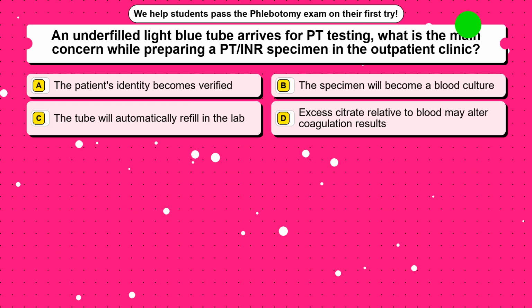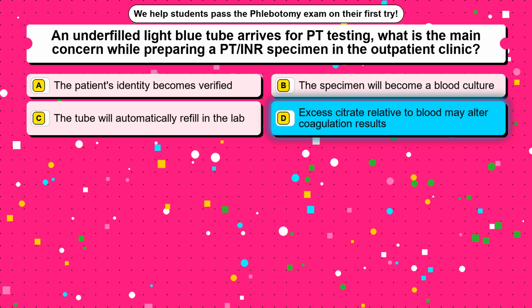Question 82. An underfilled light blue tube arrives for patient testing. What is the main concern while preparing a PT/INR specimen in the outpatient clinic? Option A. The patient's identity becomes verified. Option B. The specimen will become a blood culture. Option C. The tube will automatically refill in the lab. Option D. Excess citrate relative to blood may alter coagulation results. The correct answer is option D. Excess citrate relative to blood may alter coagulation results.